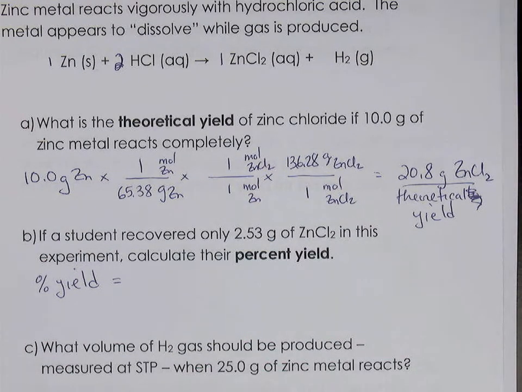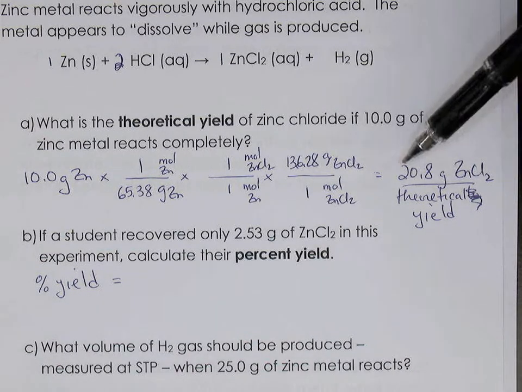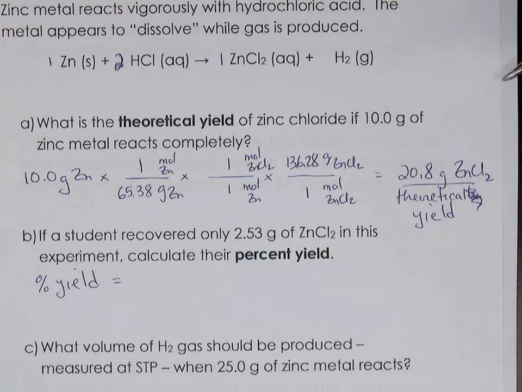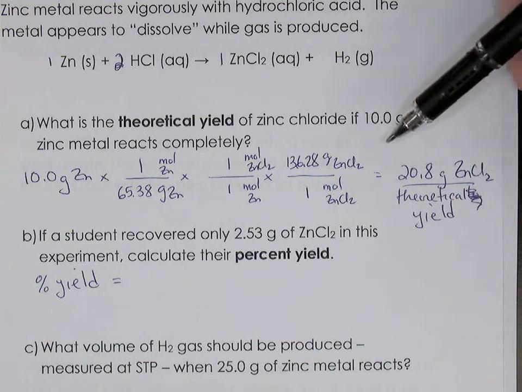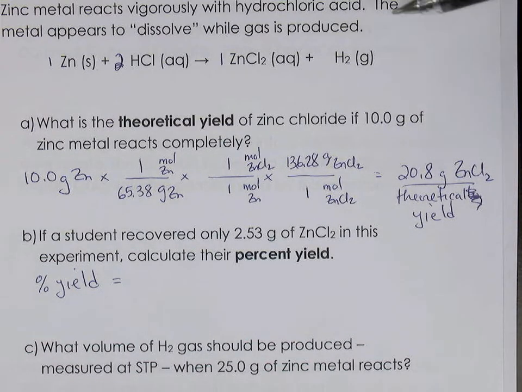What percent of the recipe did you make? Well, if you expected 36 cookies, that would be your theoretical yield. If you made 24 cookies, that would be your actual, or we're going to call it the experimental yield, and therefore 24 out of 36, you made 2/3. You made 66.66% of what you should have, and that would be your percent yield.